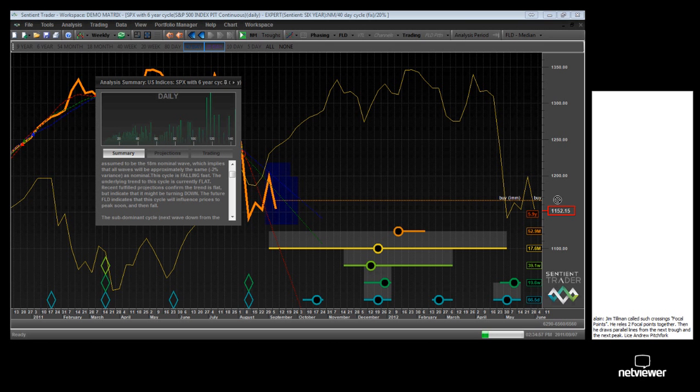Let me have a look at, I see Alain has a comment. Jim Tillman calls such crossings focal points. He relies on two focal points. He raised two focal points together. Then he draws parallel lines from the next trough and the next peak. It's like Andrew's pitchfork.